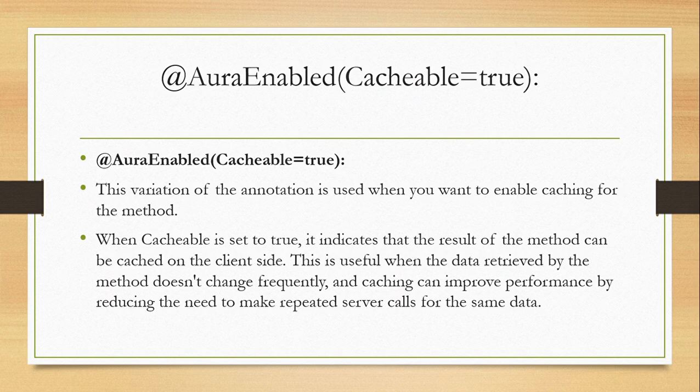Now @AuraEnabled(cacheable=true). This variation of the annotation is used when you want to enable caching for this method. When cacheable is set to true, it indicates that the result of a method can be cached on the client side. This is useful when the data retrieved by the method doesn't change frequently, and caching can improve performance by reducing the need to make repeated service calls for the same data.